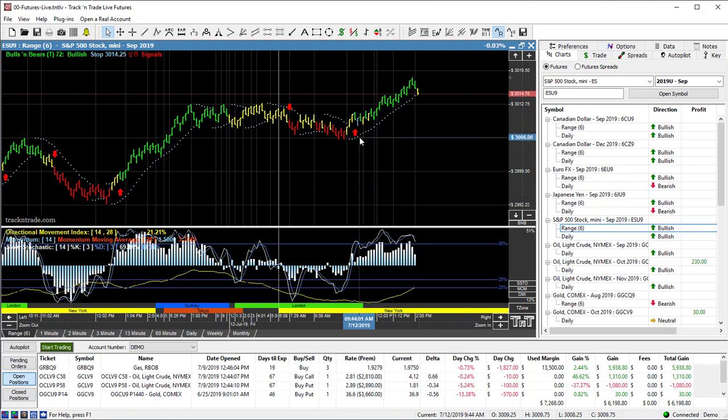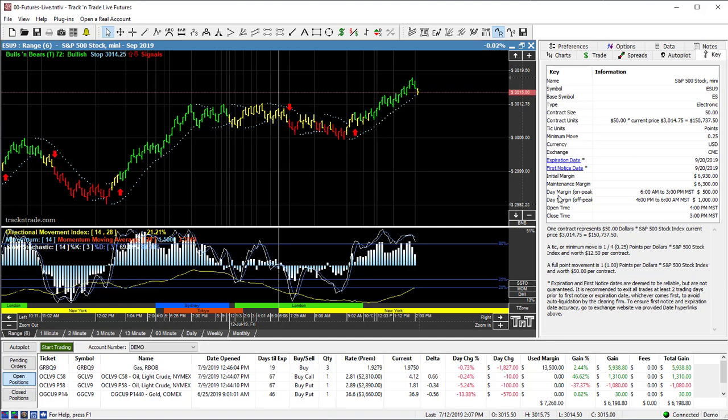Use these signals to get in, move our stops to break even, and let the market run. The problem with that in the E-mini S&P is it is a little bit bigger. If we come in here and look at the key, you'll notice that the day margin is $1,000 off peak, on peak it's only $500. That's why this is very popular as a day trading strategy.